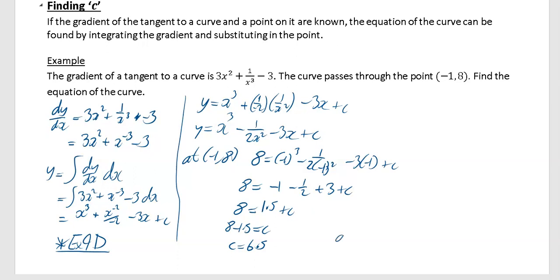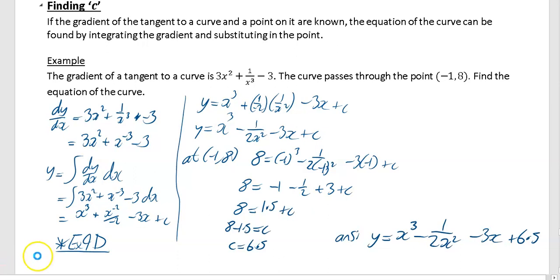Your last line, or your answer, is to rewrite the equation of your y with your c in it. This is a big mistake people make: they just leave it as I have at the minute. But rewrite it all. It's going to be y is equal to x cubed minus 1 over 2x squared minus 3x, and then plus your 6.5 at the end. Okay, you're now ready to do exercise D from your CCA book, and that should be okay.